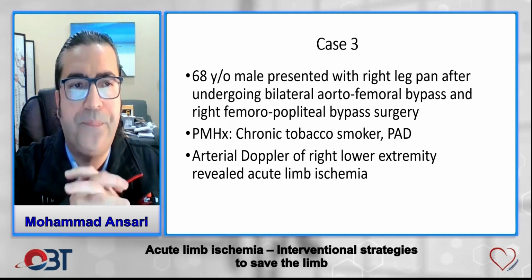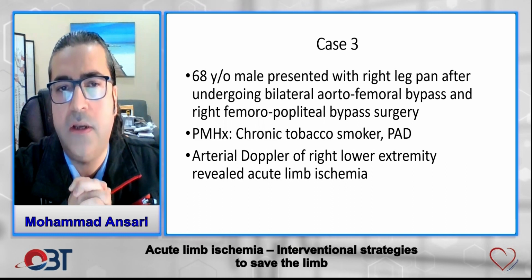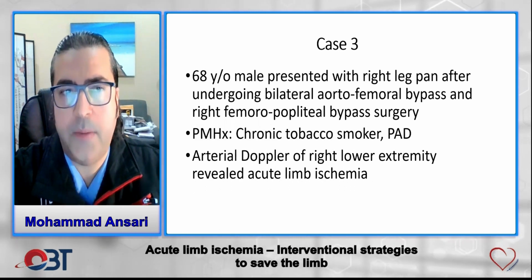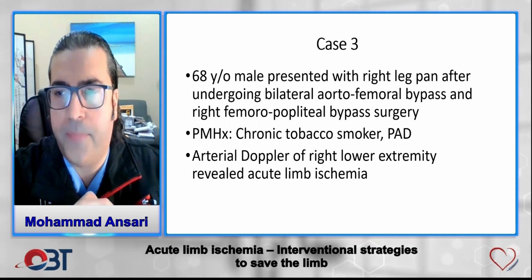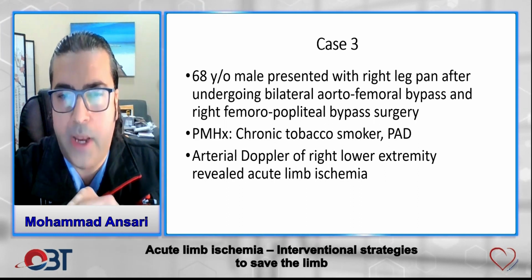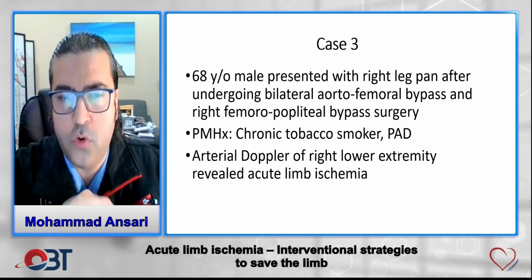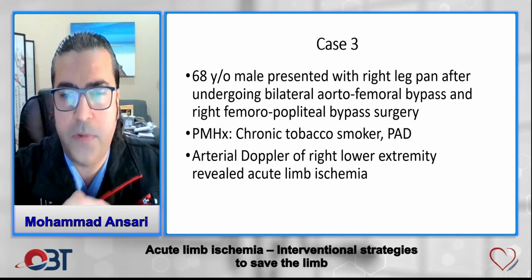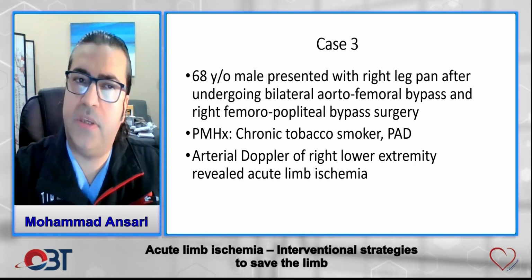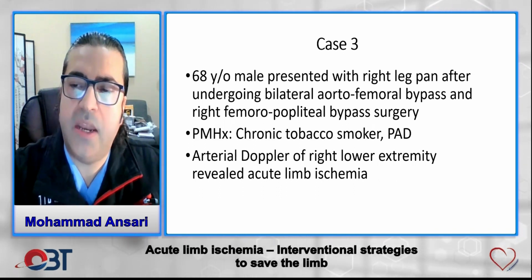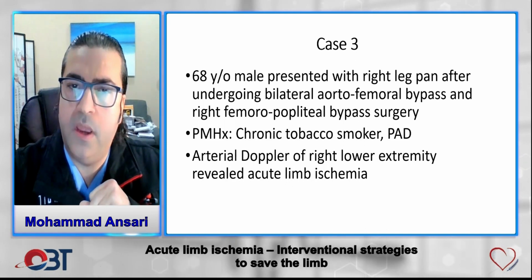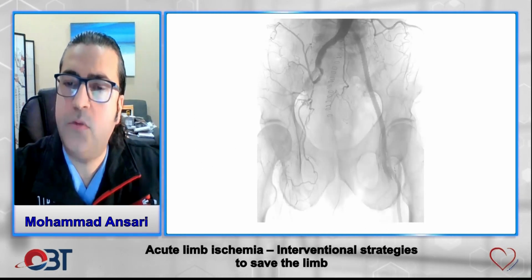A 68-year-old, this is our third case. He presented with right leg pain after undergoing bilateral aortofem bypass and right femoral popliteal bypass surgery. He also had comorbidities of smoking and PAD; arterial Dopplers and light regression revealed acute limb ischemia. So this is the case where we didn't have any approach to go from the groin, and we approached from the radial, and this is what we got.